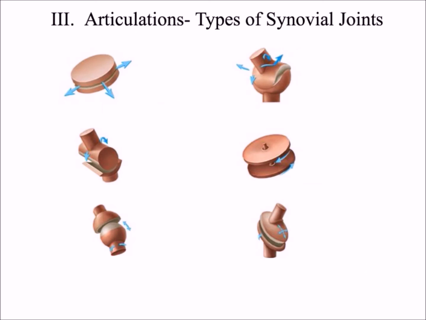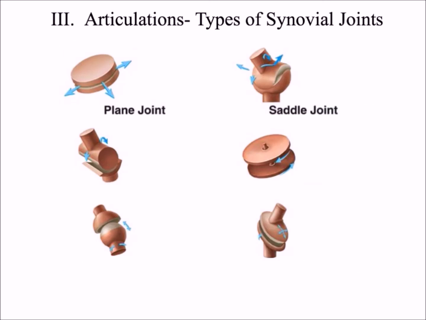There are 6 types of synovial joints. The first type of synovial joint is called the plane joint or gliding joint. In a plane joint or gliding joint, adjacent bones have flat surfaces that articulate with one another. Examples of plane joints would be the bones of the wrist, or carpal bones, and the bones of the ankle, or tarsal bones. The second type of synovial joint is the saddle joint.